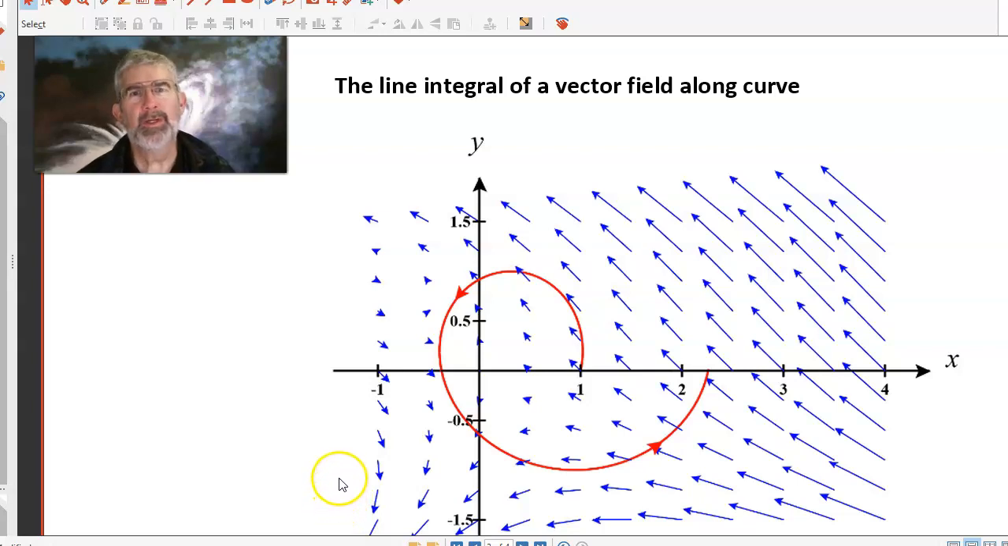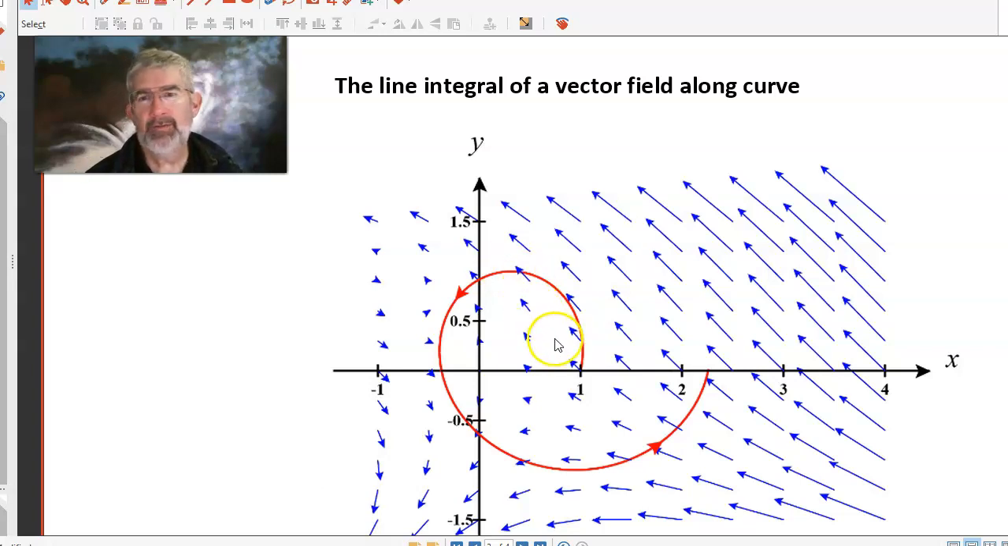Hello and welcome. In this video, we want to take a look at the notion of a line integral of a vector field along a curve. In the previous video, we talked about the line integral of a scalar function, and now we're going to be doing a vector field. But actually what we're going to be doing is taking this vector field and creating a scalar function to do a line integral of.